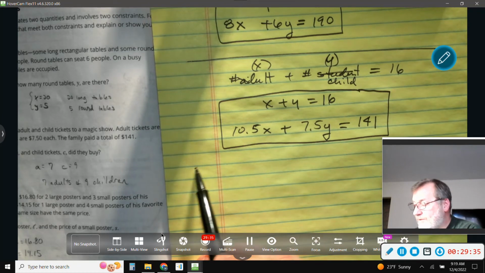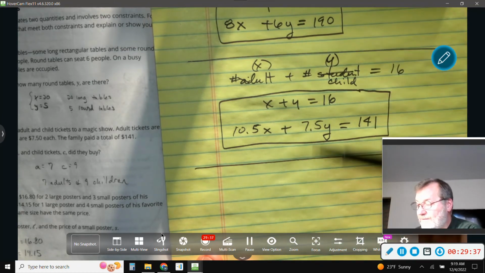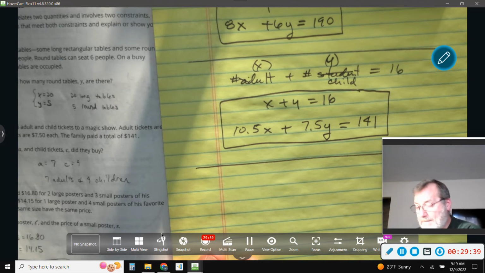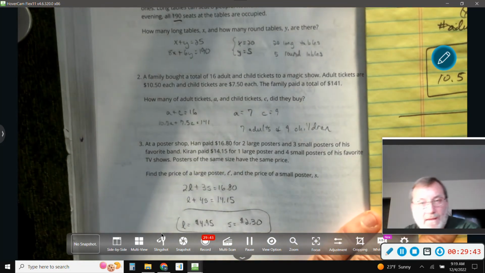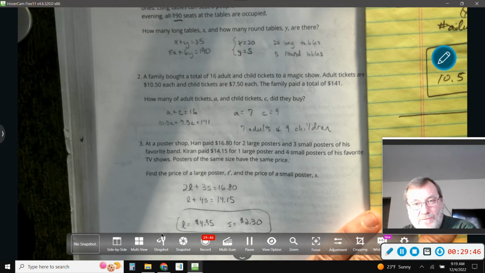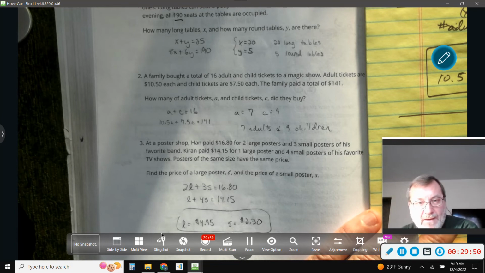Let's look at the third one now. Then we're going to go back and solve each one of these individually. Next one says, at a poster shop, Hahn paid $16.50 for 2 large and 3 small posters of his favorite rock band. Kieran paid $14.15 for one large poster and 4 small posters of his favorite TV shows. Posters the same size have the same price. Find the price of the larger poster, L, and the price of the small poster, S.